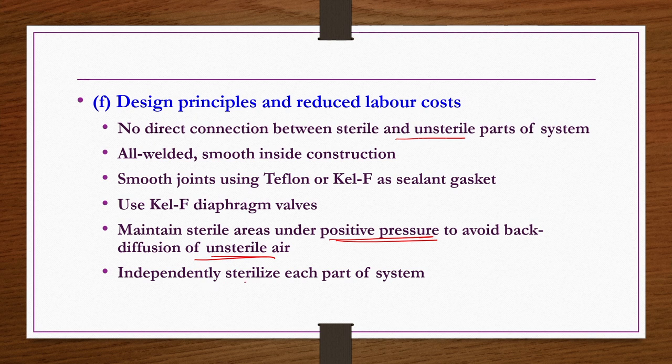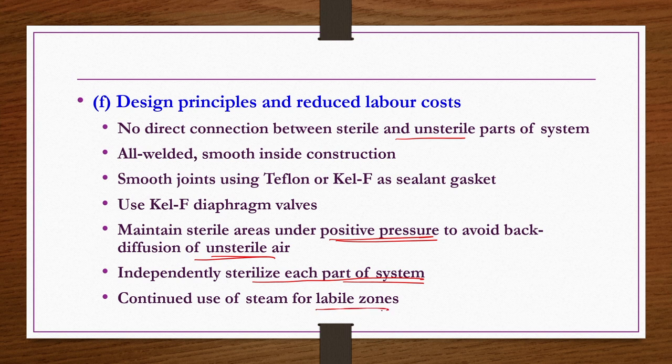Then independently sterilize each part of the system. Don't put all parts together in one particular container and do the sterilization. That's not going to give the required purification of the system, or the required sterilization of the entire system may not be possible if you do sterilization of all parts together. Individual parts should be independently sterilized. Continued use of steam for labile zones is recommended.